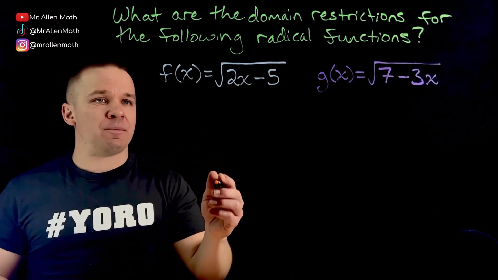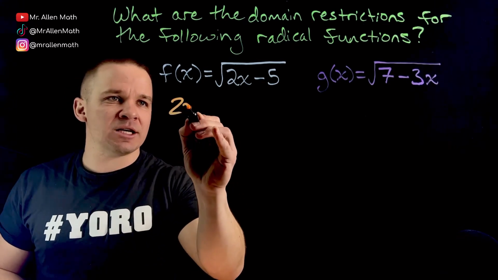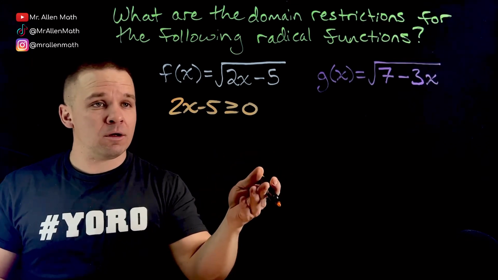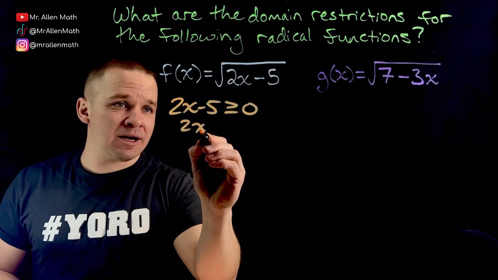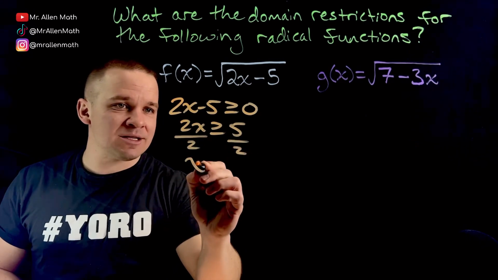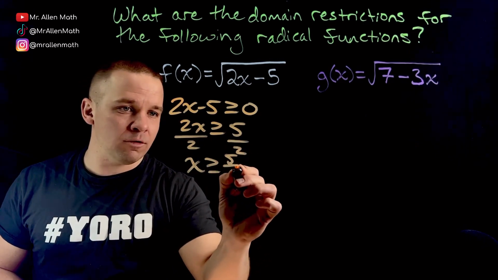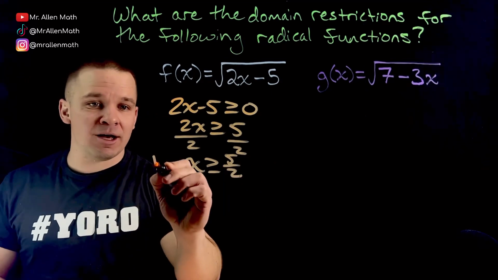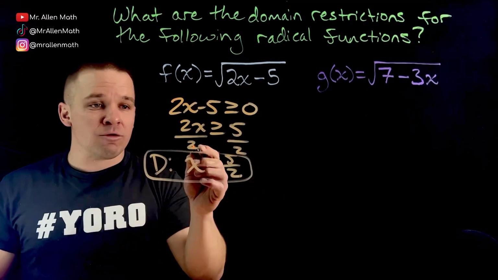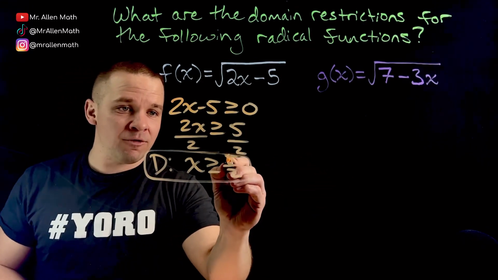What if I were to just set up an inequality? So watch this. I'll say 2x minus 5. I want to make sure that's greater than or equal to 0. And if I add 5, I get 2x is greater than or equal to 5. And then I divide by 2, and I get x is greater than or equal to 5 over 2. So that right there is my domain, right? As long as my x values are greater than or equal to 5 over 2.